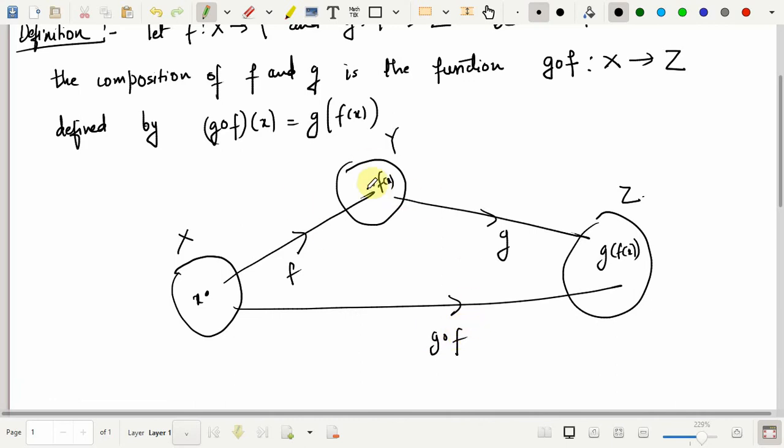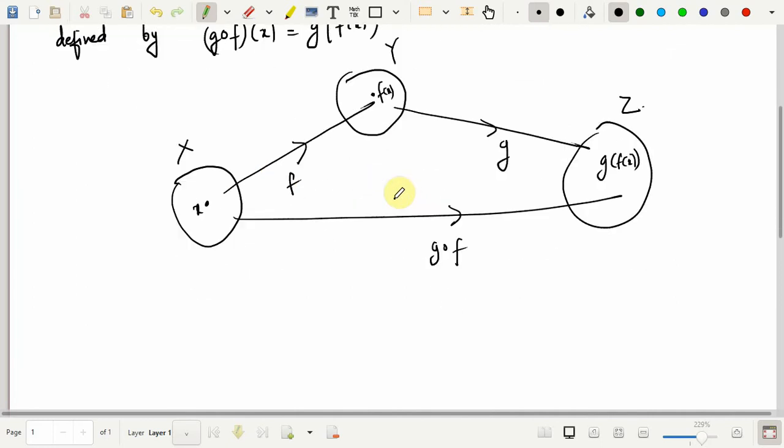So now one would observe that to define this g composite f, we need not require the whole set Y. Even a set containing the range of f would be enough, because ultimately we are taking elements from the range of f to Z, and that's how g composite f makes sense to us. So even if the domain of g contains the range of f, that also would be enough. So I would take it as a note.